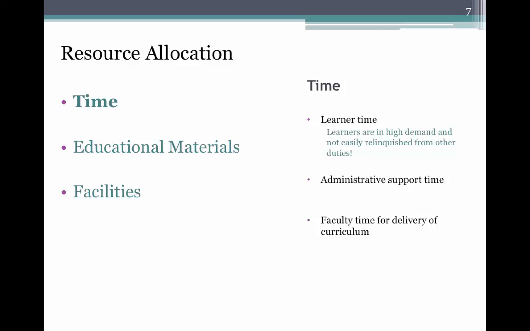Time. Learner time in a finite curriculum and in the era of duty hours is precious. Additionally, you will need administrative support time, as well as faculty time for development and delivery of your curriculum.